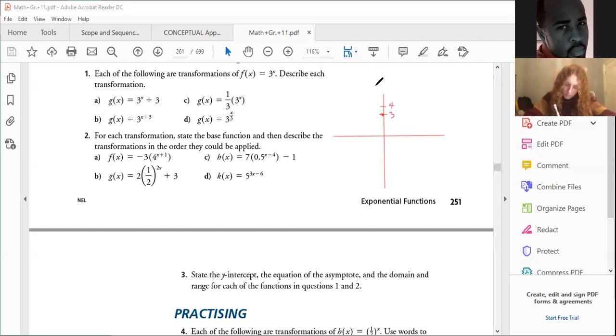So it is clear the graph is going this way. How is that clear? Because if the asymptote is 3 and the y-intercept is 4, it has to be going this direction. Why can't it go the other way, or pass 3? Like a growth. Okay, it is a growth.